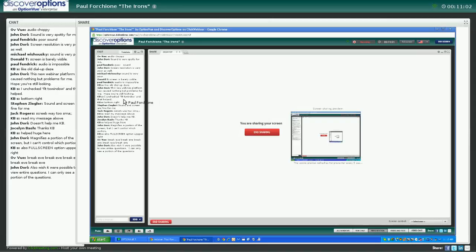Okay. One of the participants unchecked the fit to window, and that helped with the video. Another one says the sound and the screen are fine. For those of you where the screen is too small, do uncheck the fit to window button, and that should hopefully help you there. There's also the full screen option in the upper right that you can click. That should help.